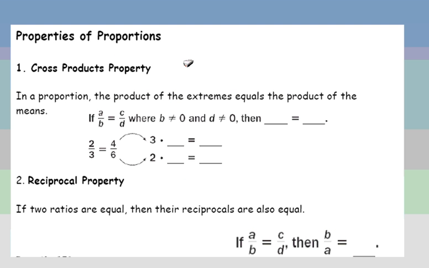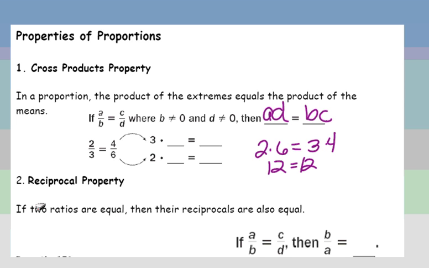Okay, so you should be familiar with proportions, and you may or may not know that there are some properties that apply to them. And the first one is the cross products property, and it simply states that if I have a proportion, then I can cross multiply to solve the proportion. So AD will equal BC. Okay, and you can prove it with this one. I could say that 2 times 6 equals 3 times 4, and sure enough, I get 12 equals 12.